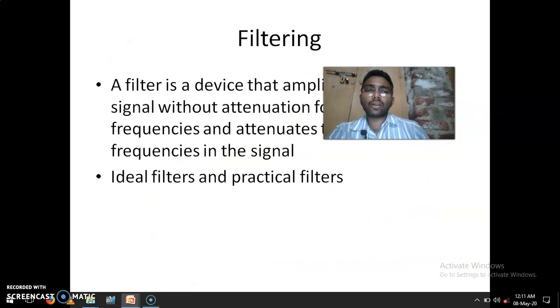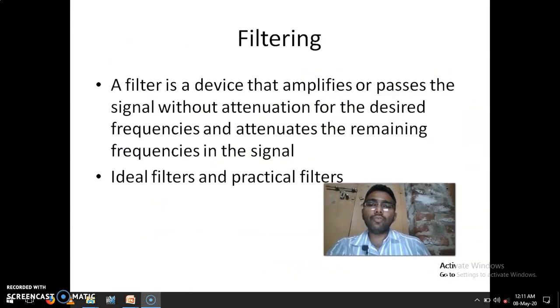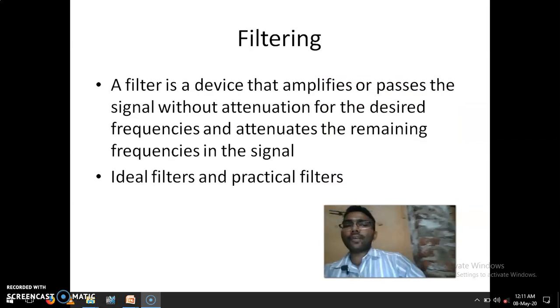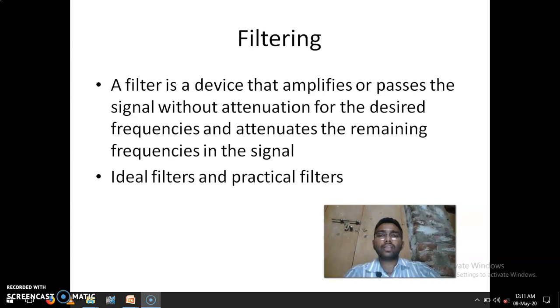So let us move on to filtering. What do you mean by a filter? A filter is a device that amplifies or processes the signal without attenuation for the desired frequencies and attenuates the remaining frequencies in the signal.